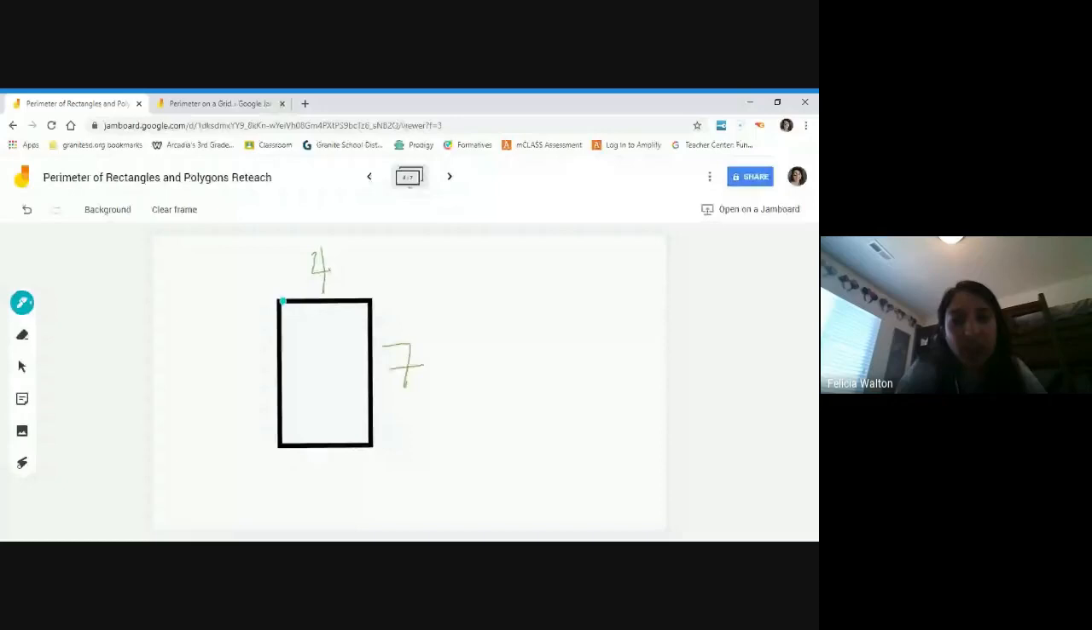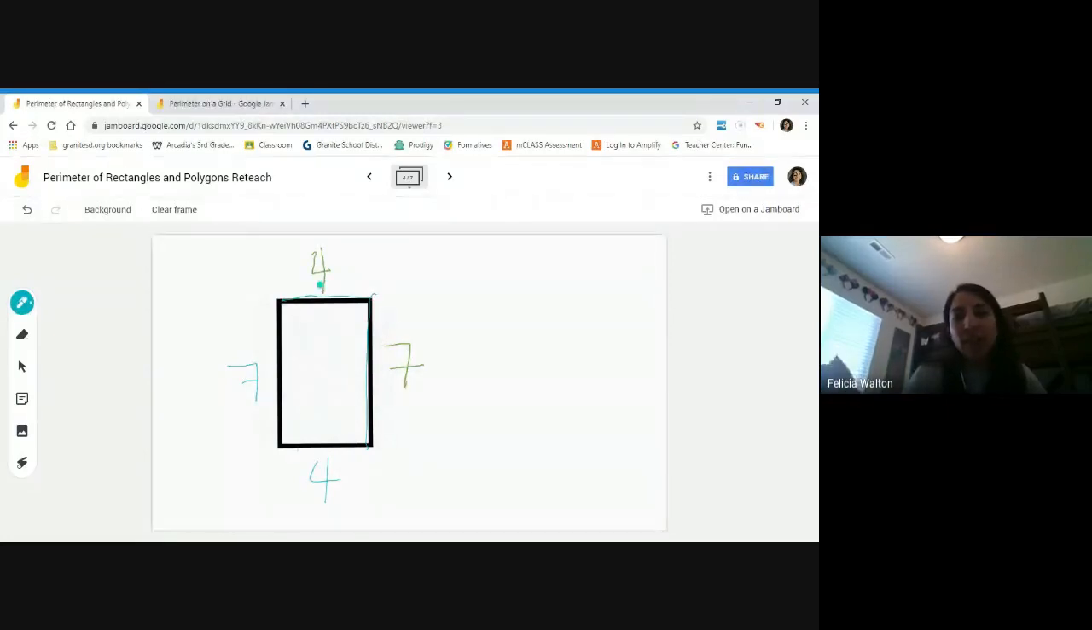So this one gives us this side here and this side here. We can't just add up the 4 and 7 and say that's our perimeter, because that would just be this side and that side. So instead, you know that this side is the same as this side, so this would become 4 and this would be 7. And now you have a measurement for all your sides and you just add those up.